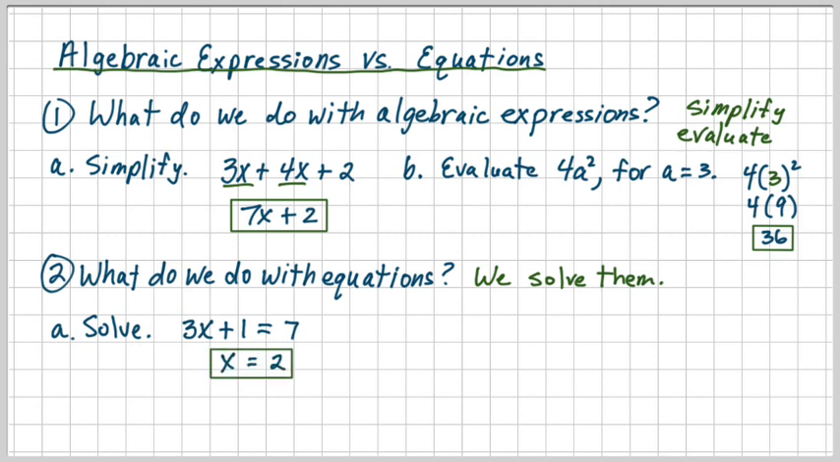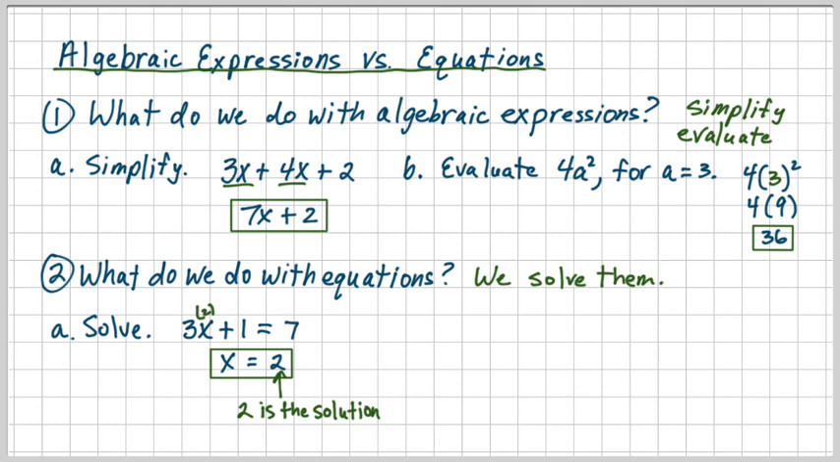All right, so you should have gotten 2. Notice that if you plug a 2 in here, 3 times 2 is 6 plus 1, that does give you 7. So 2 is what we call the solution.